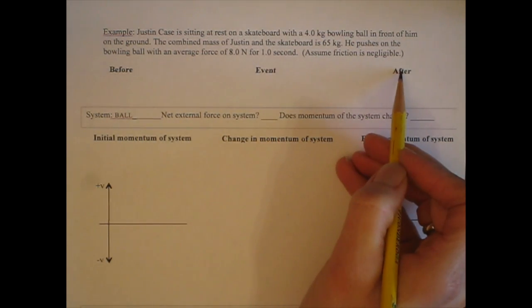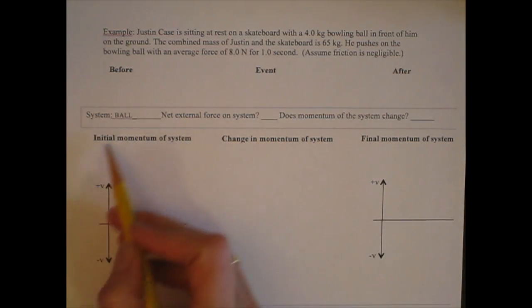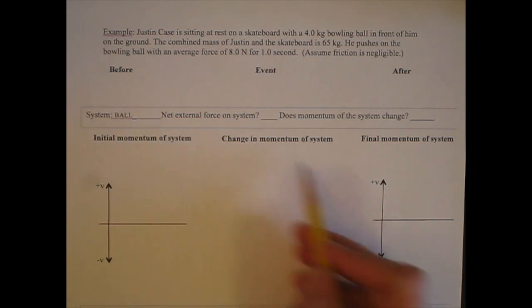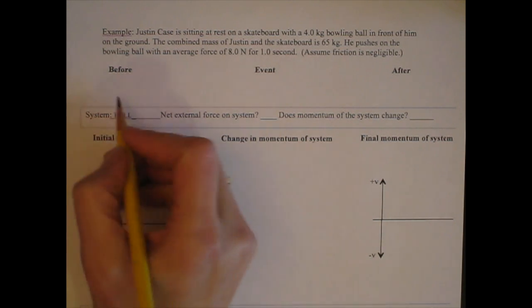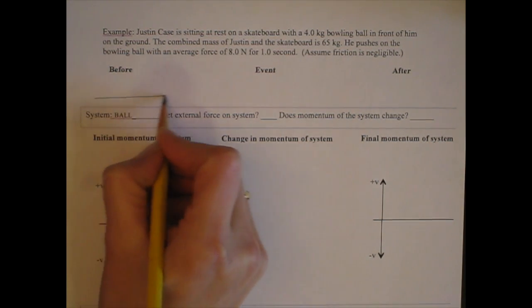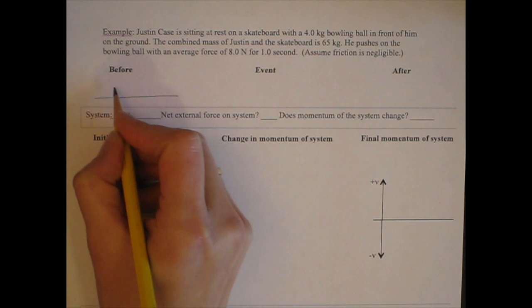which has the basic parts of the before event and after pictures. And then it has initial momentum of system, change in momentum of system, and final momentum of system. So starting with our pictures, the before picture should have velocities of the object.